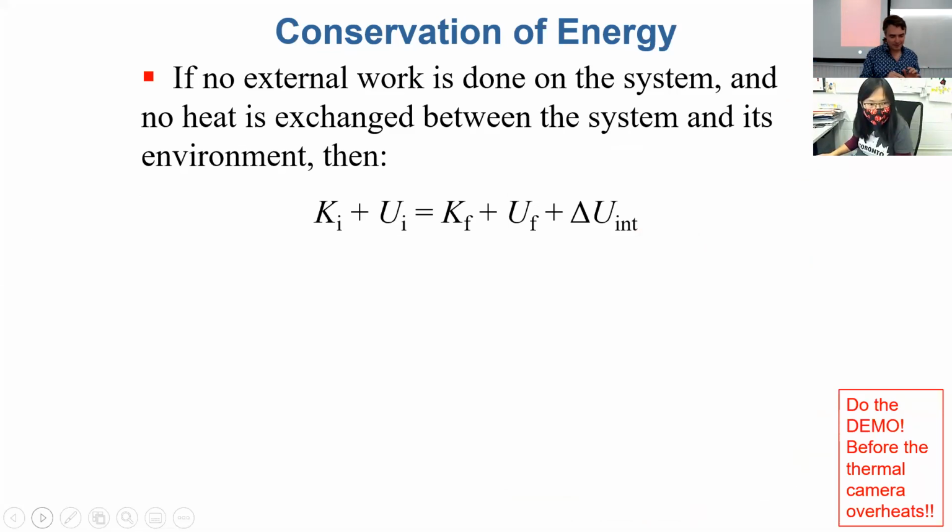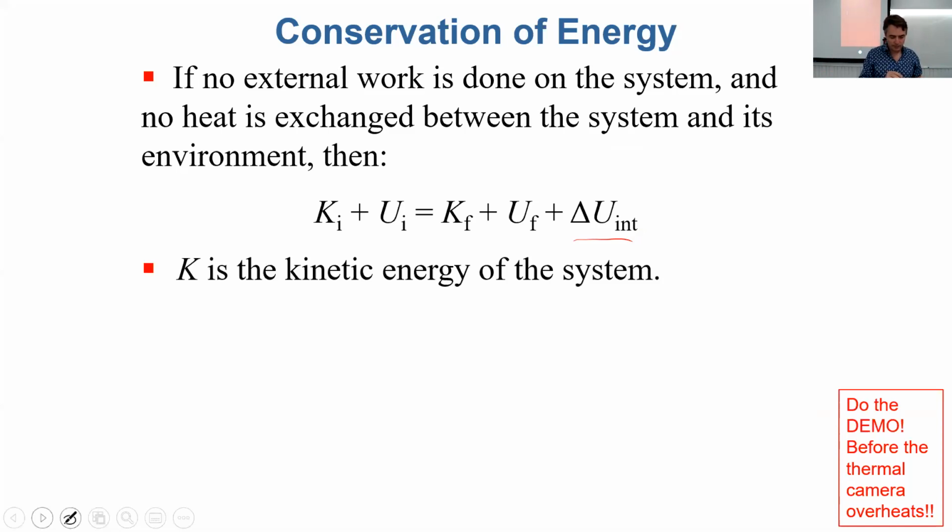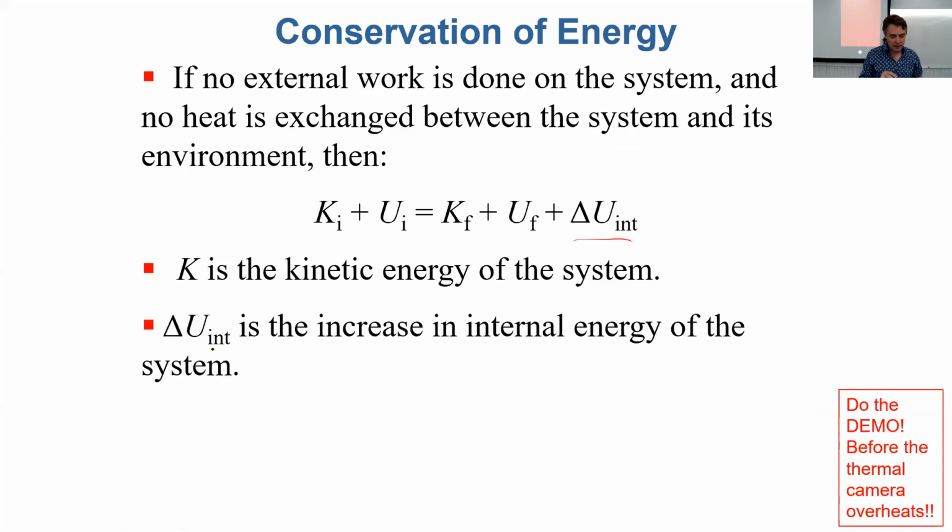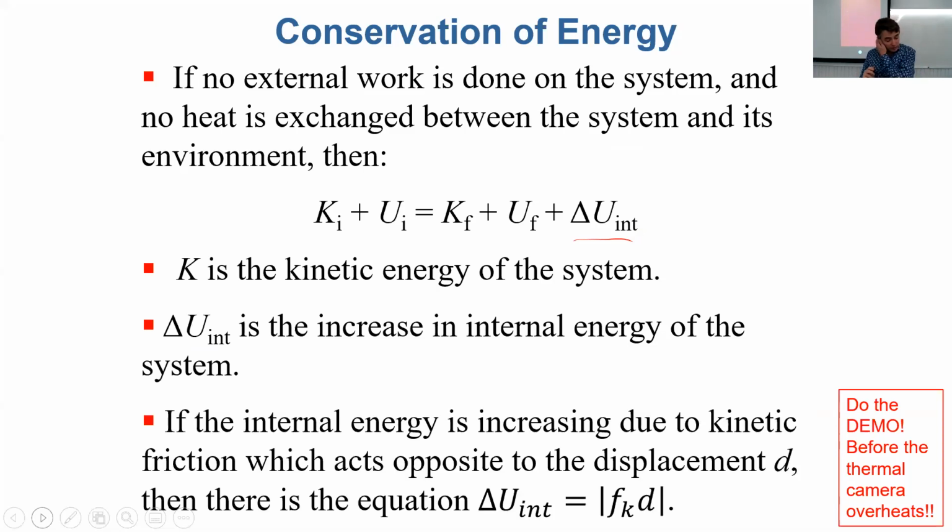And here's this energy conservation equation. But now we have another energy term which comes in the final energy, which is this delta U internal. So there's kinetic, and delta U internal is the increase in the internal energy of the system. There might be some other potential there as well. If the internal energy is increasing due to kinetic friction, which acts opposite to the displacement, then there's this equation. The delta U internal is Fk times d, and we'll do some examples of that.